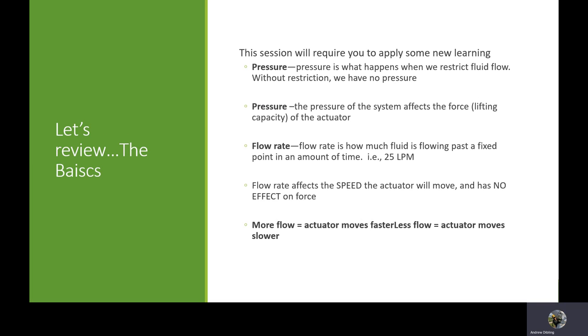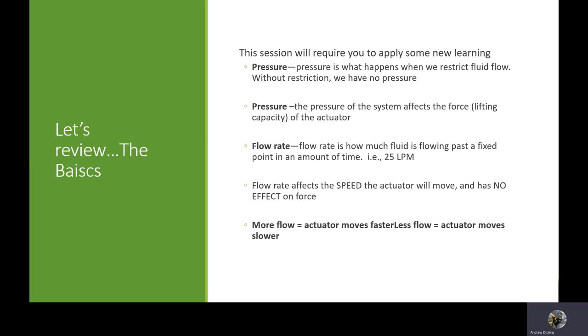Okay, so let's first review the basics here. This session will require you to apply some new learnings that you already know. First of all, what is pressure? Pressure is what happens when we restrict flow. Without restriction, we don't have any pressure.